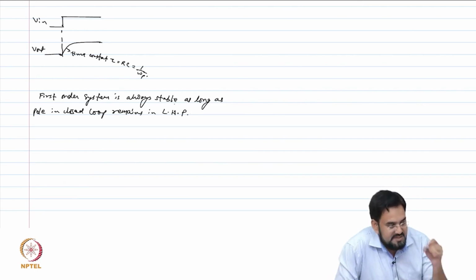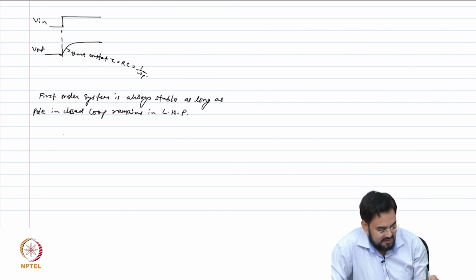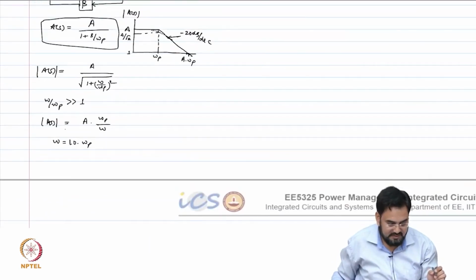So what could be the phase margin? What will the phase margin be? So anyway, let me go back to this Bode plot.